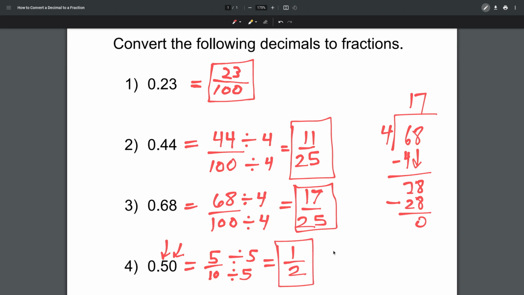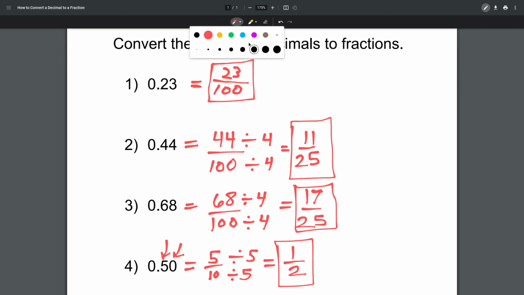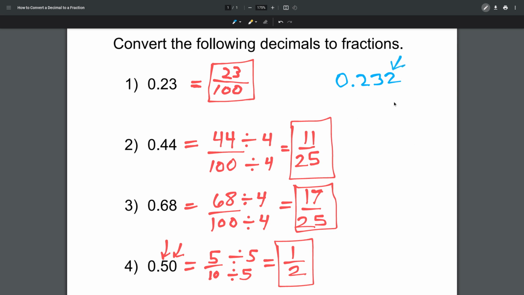Now let's say I had something that went to 3 decimal places. Just as an example, let's say we had 0.232, something like that. So this goes to the thousandths place. So I'd write this over 1,000. So I would do 232 over 1,000. And I note that both 232 and 1,000 are even numbers, so I could divide them by 2.